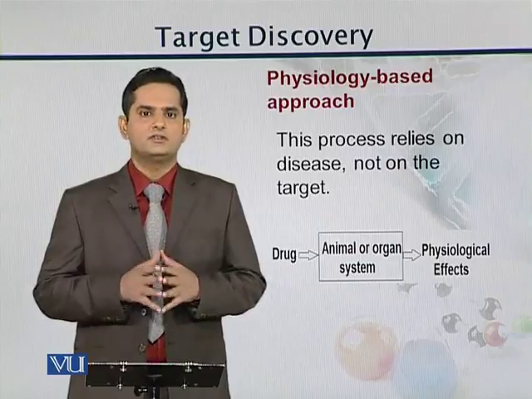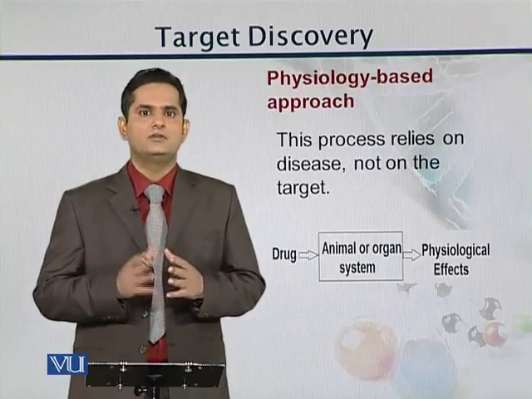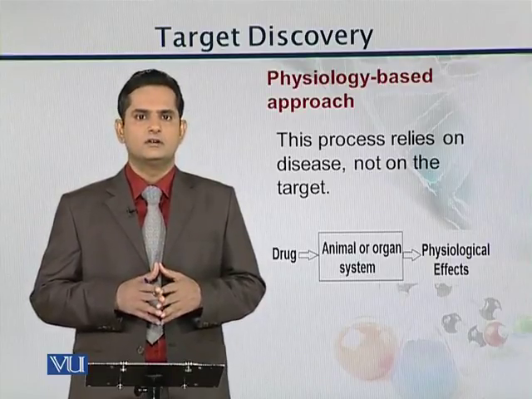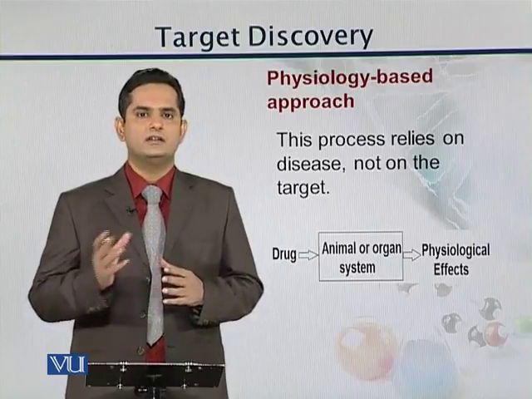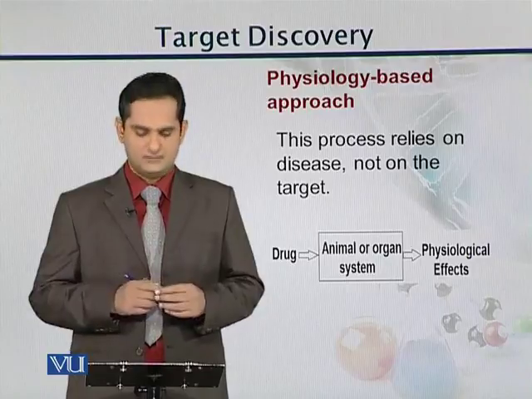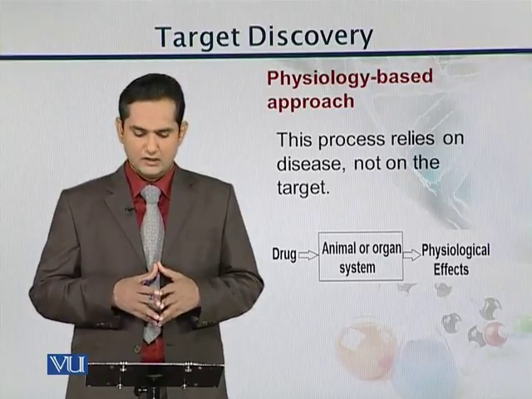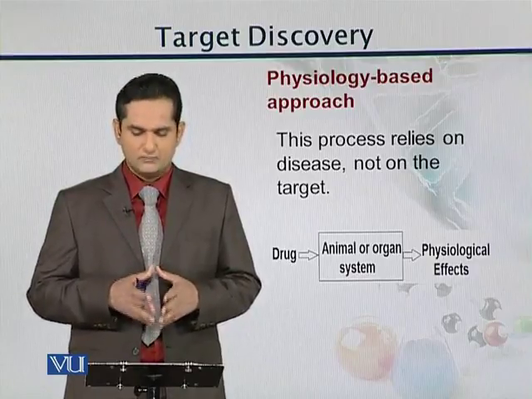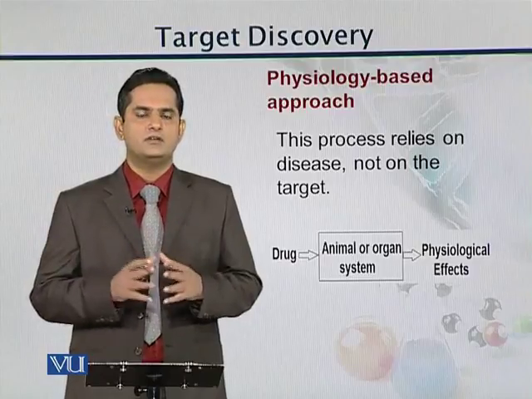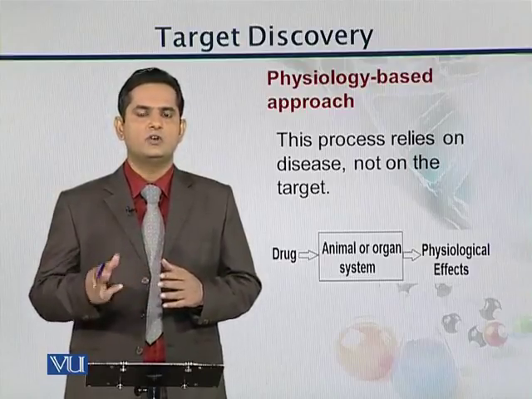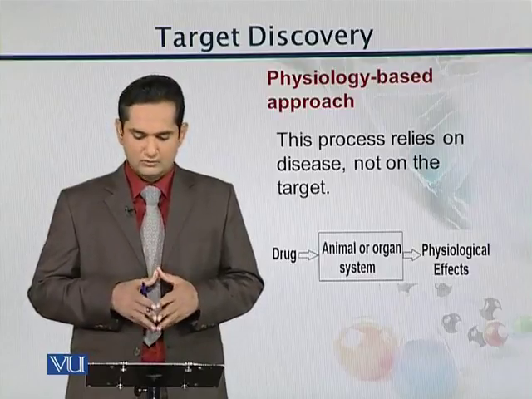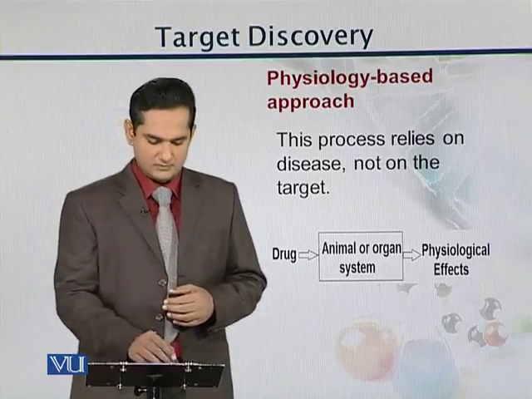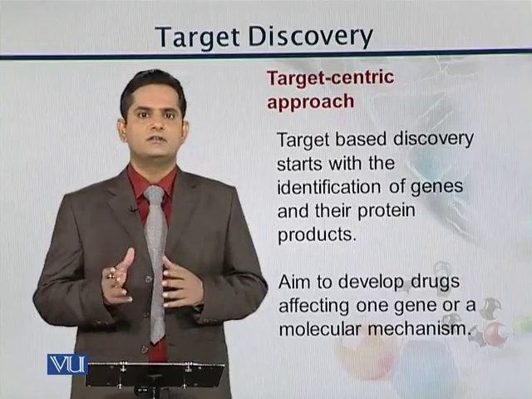Moving on, this process relies only on diseases, not on the targets. So in this case, the target is basically a black box. Black box means that we don't know the inner structure of the target. We are just focusing on the disease. As shown in this figure, a drug is given to some animal or some organ system or organ part. Then we see what its physiological effects are. Physiological effects are those related to normal functioning of the organism. So there is no concept of direct target in this area. To remedy this, we move towards target centric approaches.